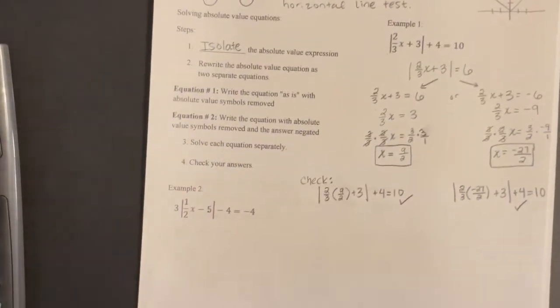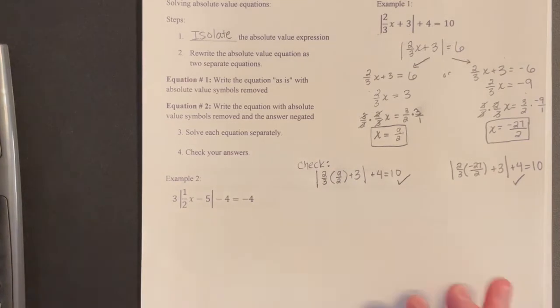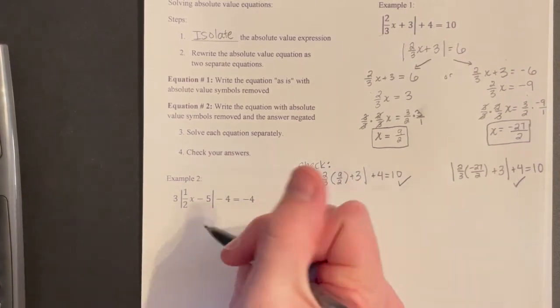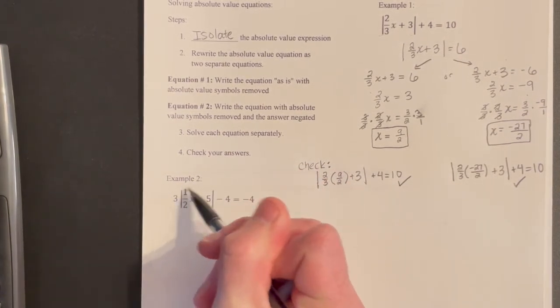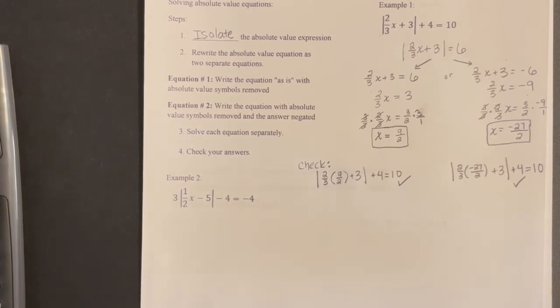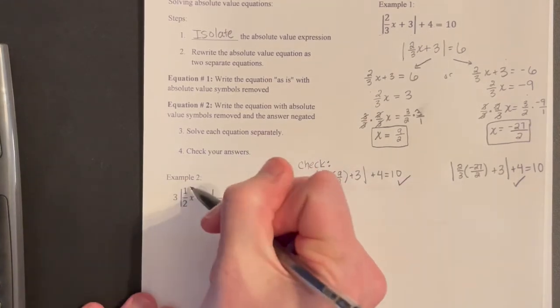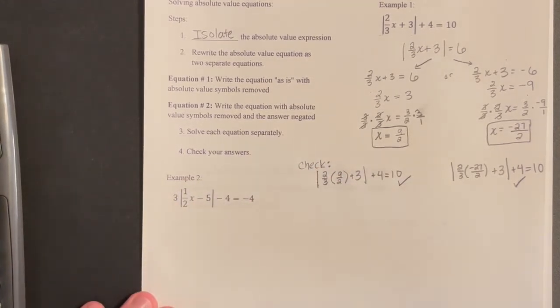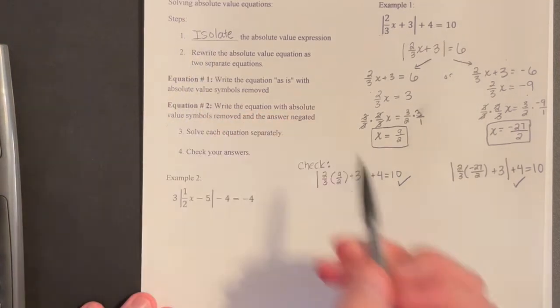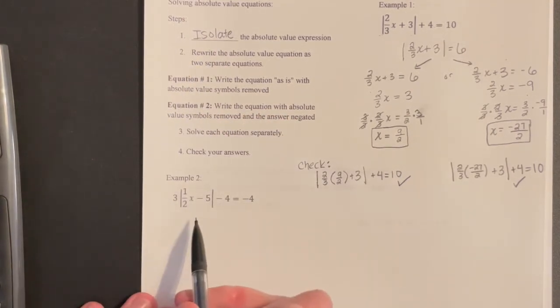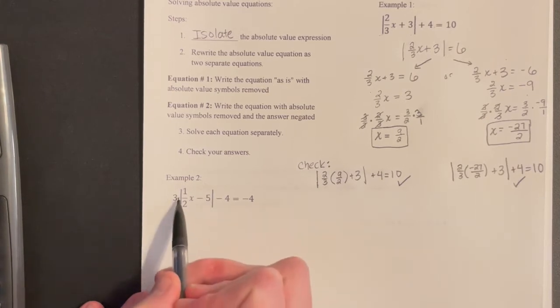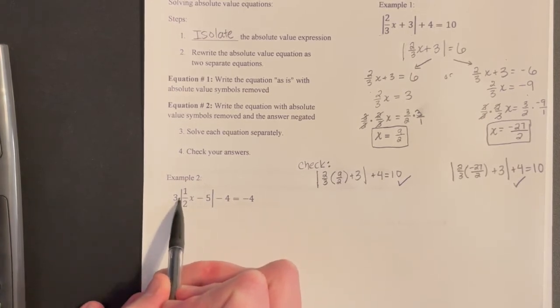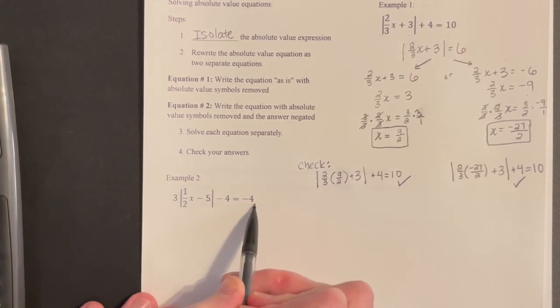All right, let's try number 2. One of the mistakes that I see students make is they try to distribute into an absolute value. That does not work. You can never distribute inside of absolute value. So we are going to isolate this still, but we isolate it by getting rid of the things outside. Now it is multiplication here, but we would add 4 first.